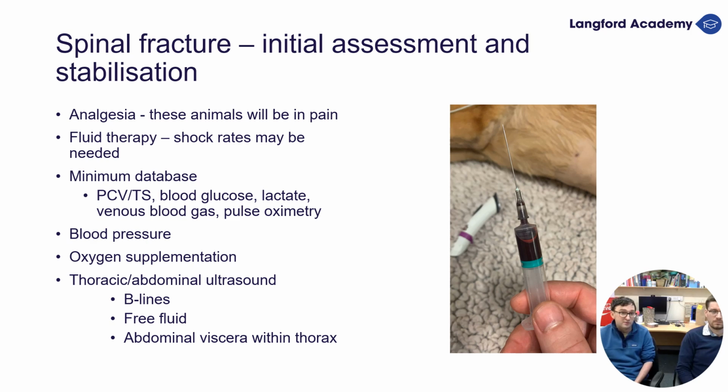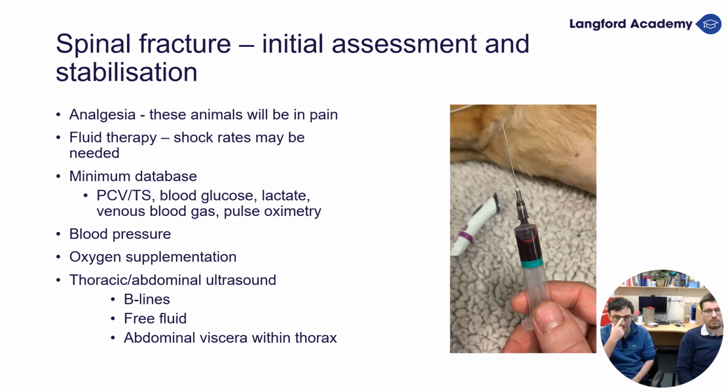You can look for signs of B lines, so signs of a lung injury, like fluid in the lungs or bleeding. Look for signs of free fluid around the lungs, so pleural effusion and pericardial effusion. Looking in the abdomen, is there evidence of the bladder being ruptured, evidence of fluid in the abdomen such as a hemoabdomen, or evidence of a uroabdomen? You can also use the ultrasound to see if there is potential evidence of a traumatic herniation, with abdominal organs sitting within the thoracic cavity.